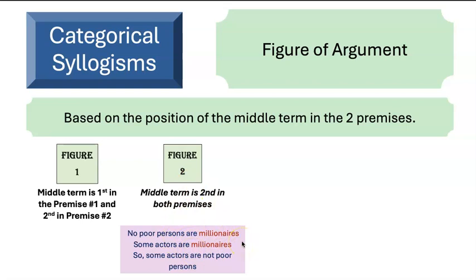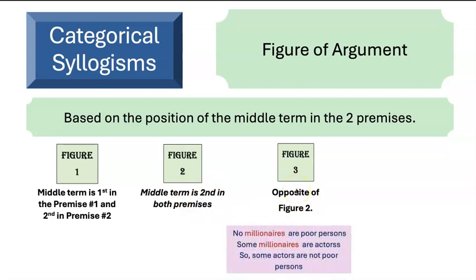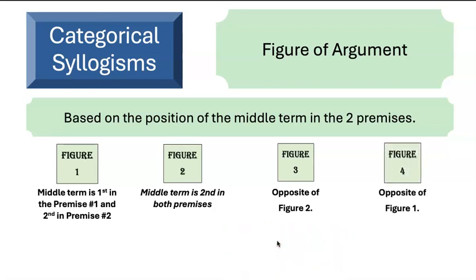Once you know figure 1 and figure 2, figure 3 is just the opposite of figure 2. For figure 2, the middle term is second in both. It means in figure 3, the middle term would be first in both. So, no millionaires are poor persons, some millionaires are actors. It's a subject in both premises. So that's figure 3.